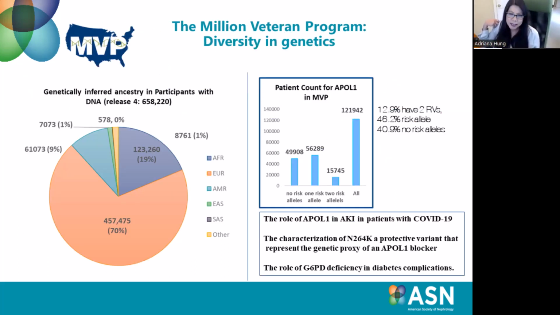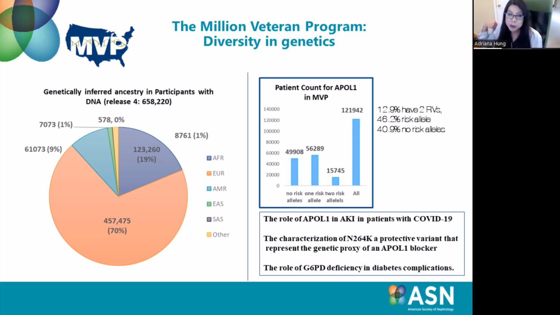But one of the greatest things of this biobank is diversity in genetics. This is something that was absolutely lacking worldwide. And in this very particular sample here, which is release 4, that's 658,000 participants, 19% happen to be of African ancestry. By the way, what you're seeing in the pie chart is not self-declared race, but genetically inferred ancestry.